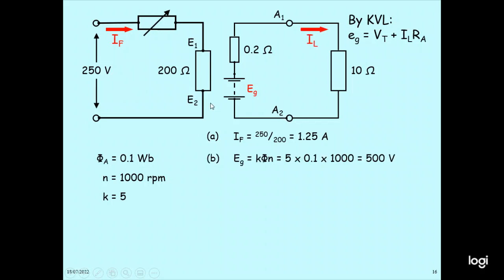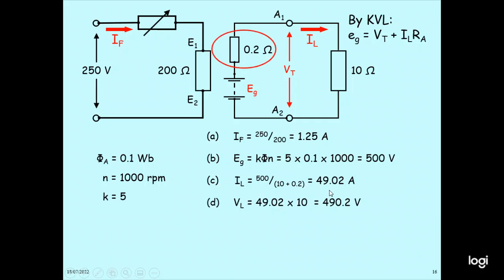I equal 500 divided by 10 plus 0.2, you get 49.02 ampere. V equal to 49.02 multiplied by 10, 490.2 volt. The drop IA RA equal to 49 multiplied by 0.2, you get 9.8 volt. And V drop equal to 500 minus 490.2, you get 9.8 volt. So this is the way that we can calculate.